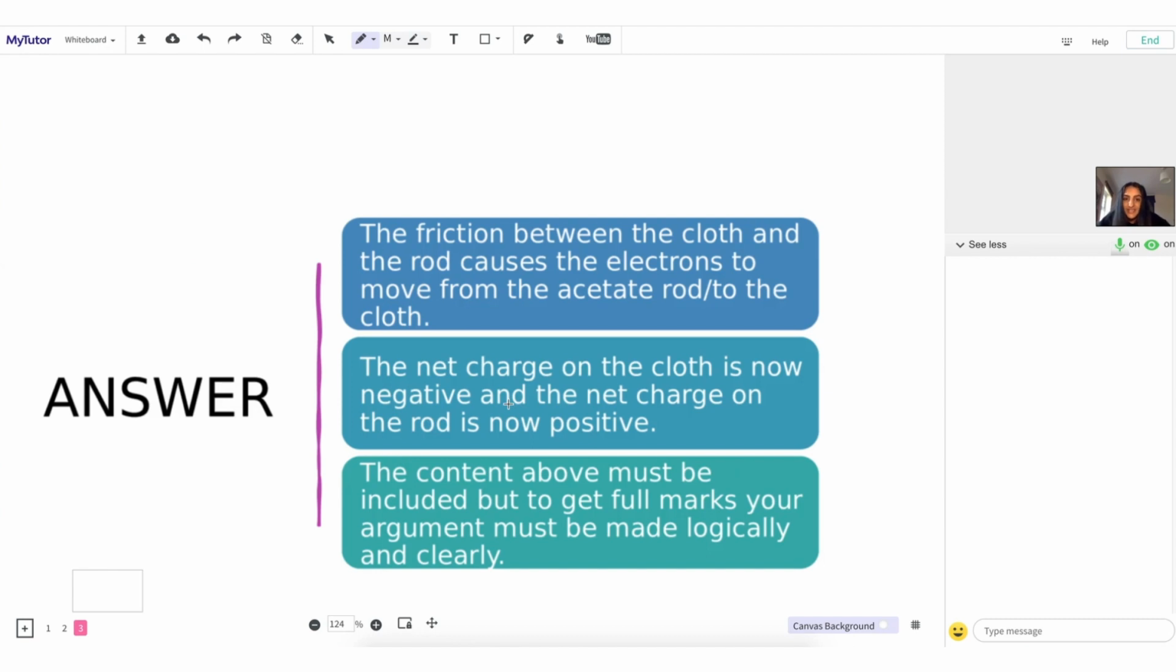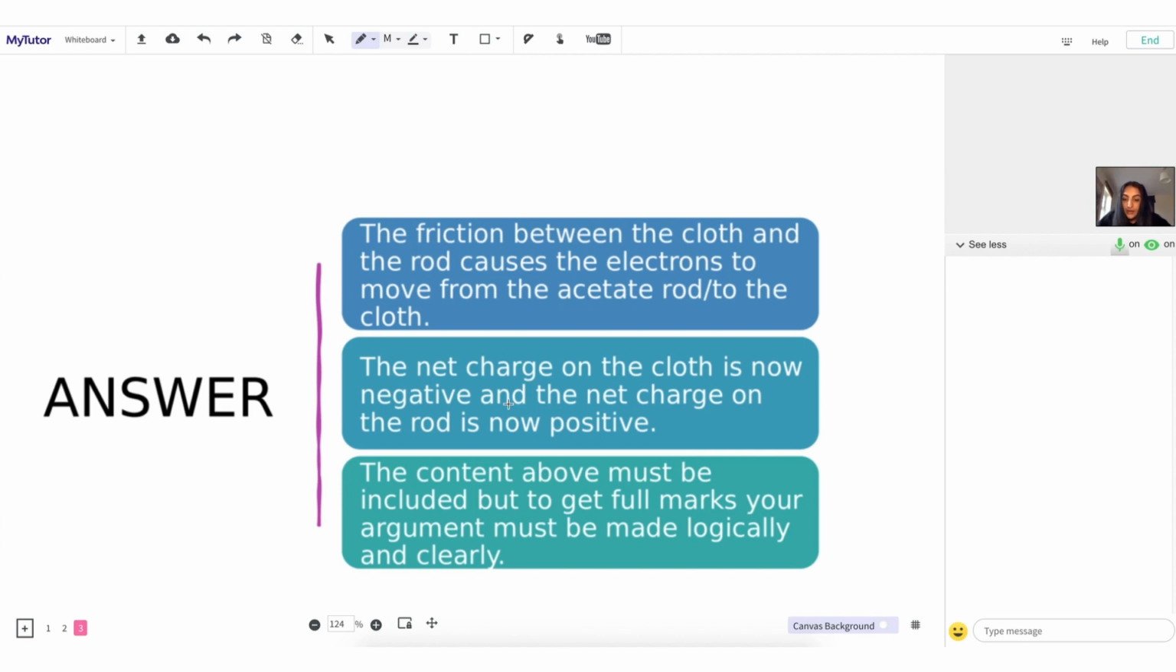When certain insulating materials are rubbed against each other, they become electrically charged. Negatively charged electrons are rubbed off of one material and onto another. The material that gains electrons becomes negatively charged, and the material that loses electrons becomes positively charged.